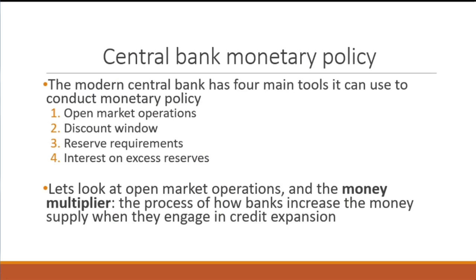Other policies that it can engage in: it can use the discount window, which it can lend money to banks. It's going to also increase reserves. It could adjust banks' reserve requirements. So it could lower reserves from, say, 10% to 5%, or it could raise them from 10% to 20%, et cetera. And there's also a new tool.